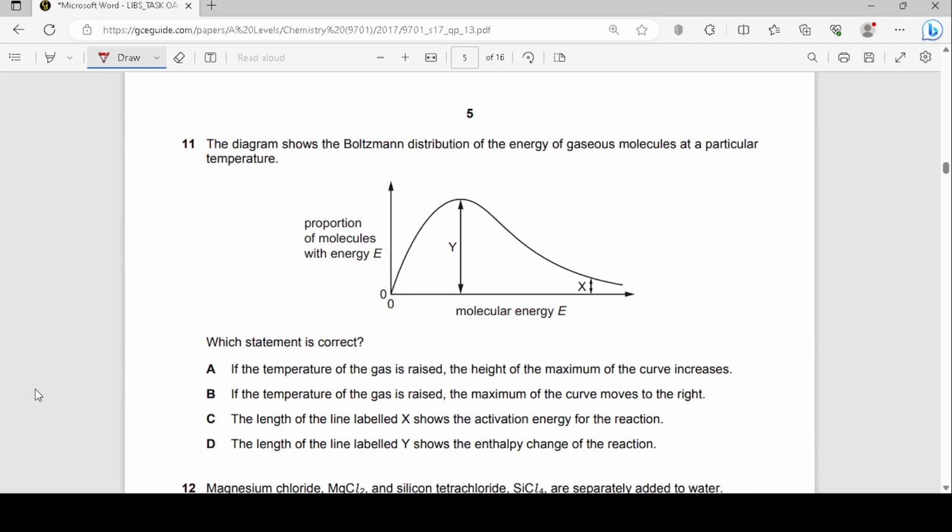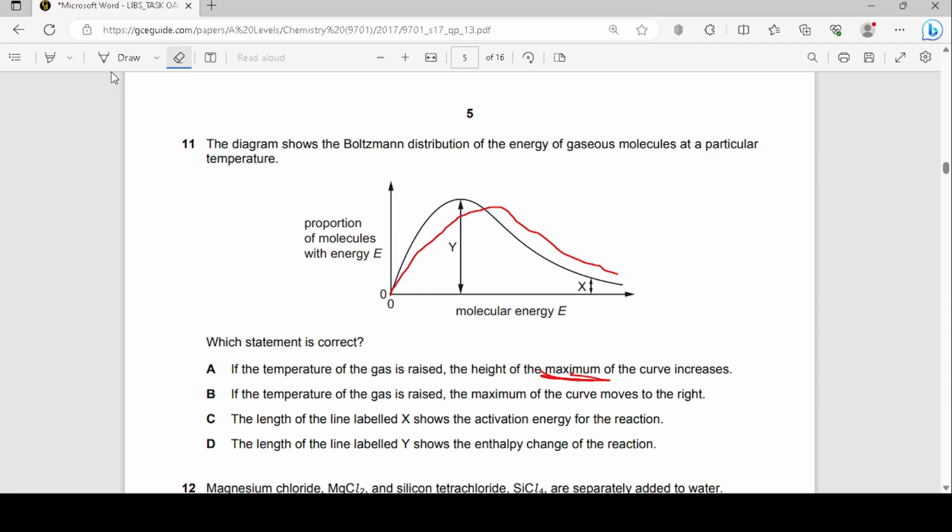The diagram shows the Boltzmann distribution of the energy of gaseous molecules at a particular temperature. Which statement is correct? If the temperature of the gas is raised, the height of the maximum of the curve increases. That is wrong, because what happens in the Boltzmann distribution if the temperature of the gas is raised is that the peak lowers actually. I'm not perfect at drawing it, but it flattens and lowers, and the area under the curve obviously remains the same because it's the total number of molecules, right?